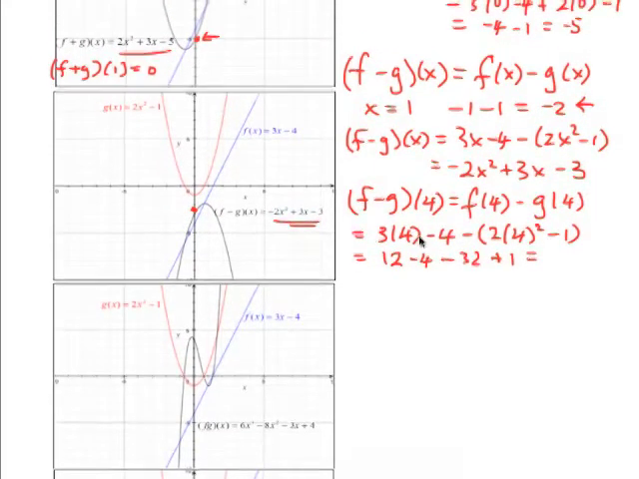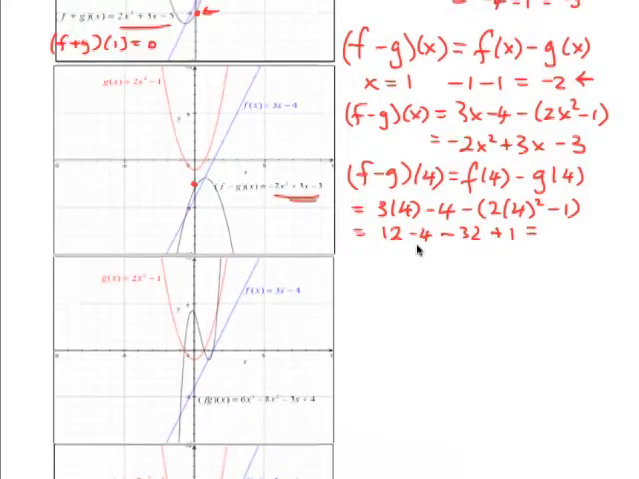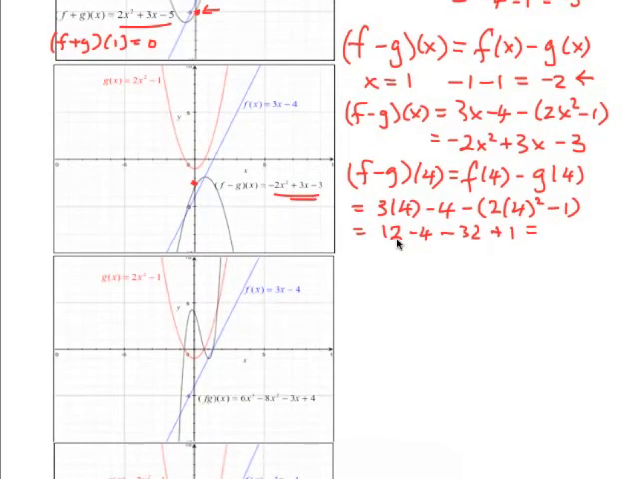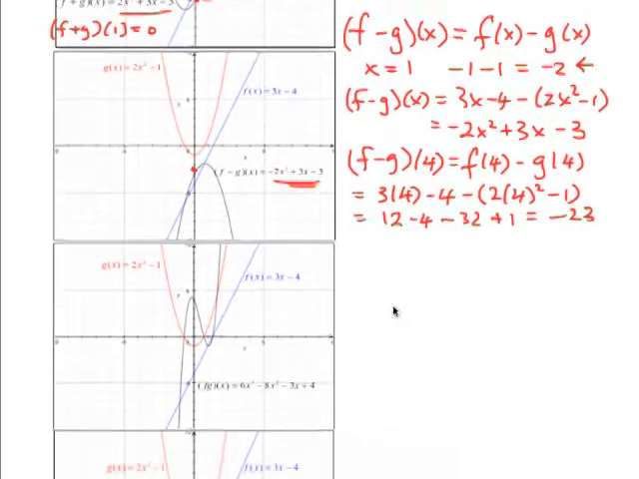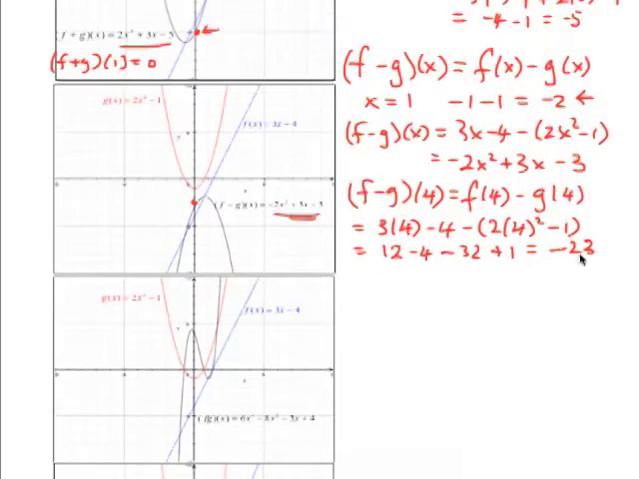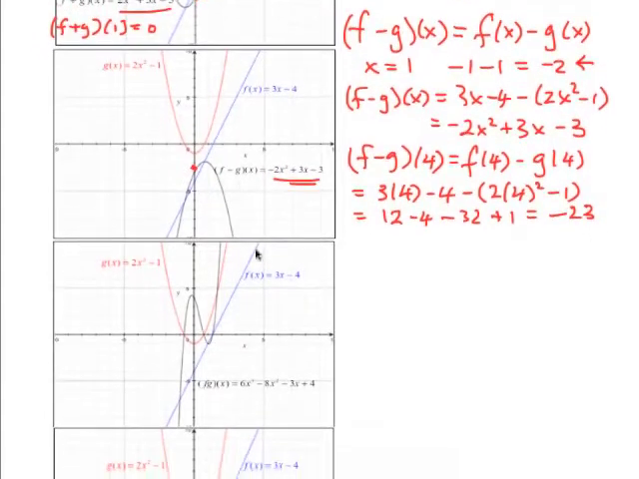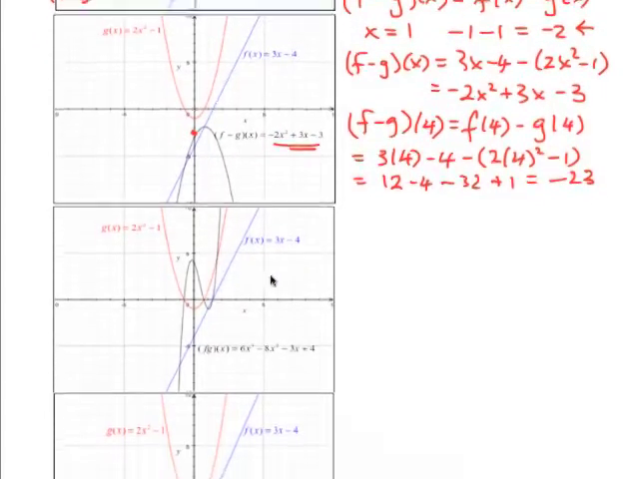And so when we get this, we're going to get negative 36 minus 12 is negative 24, plus 1 is negative 23. Okay, and so that would be the point for negative 23 on the black curve.